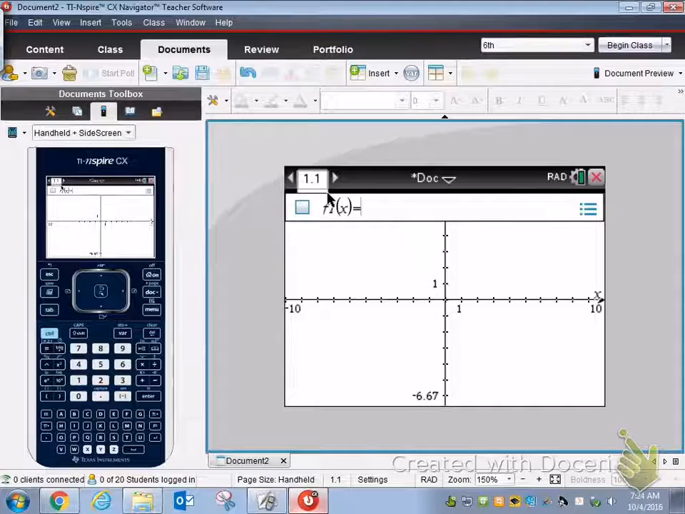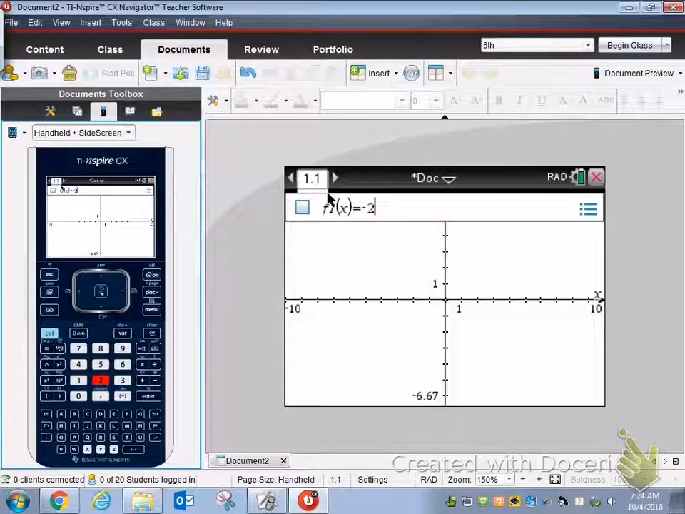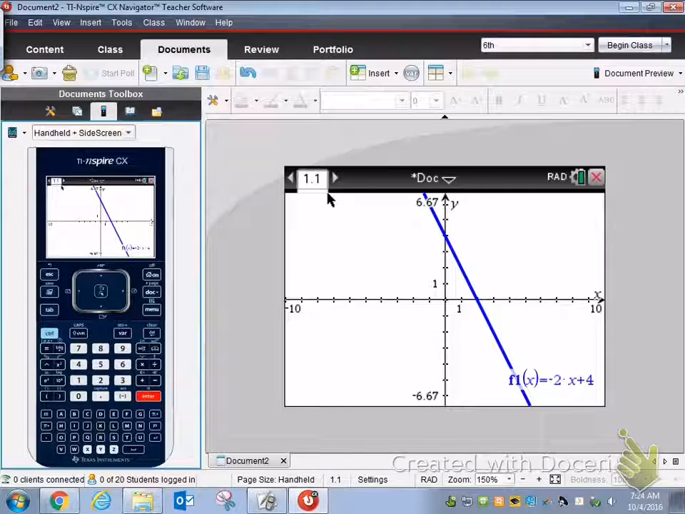Now, when you put in -2, a lot of people have questions: you actually use the x at the bottom. It's the white button at the very, very bottom. -2x plus 4. And then you hit enter. Now notice it makes a line like the ones that we've been graphing.